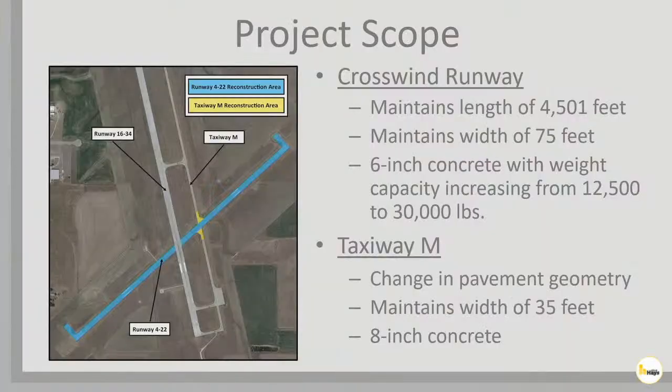So this is project scope for reconstruction. I do want to point out from last week, I want to make sure that it's understood that the main runway, which is runway 16/34, will not be touched. The pavement will not be touched. So that remains in place. Nothing will be reconstructed on that, but it does run all the way up to the main runway.